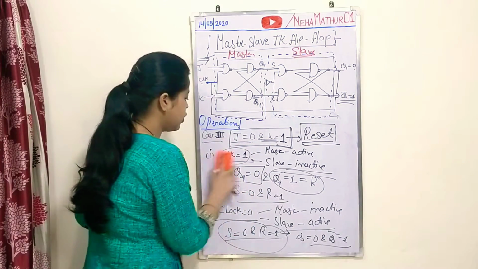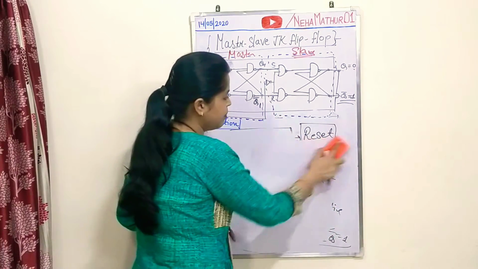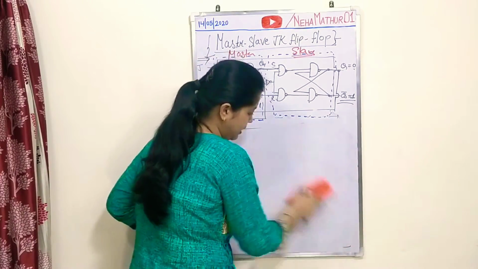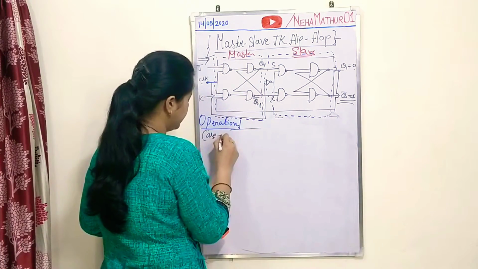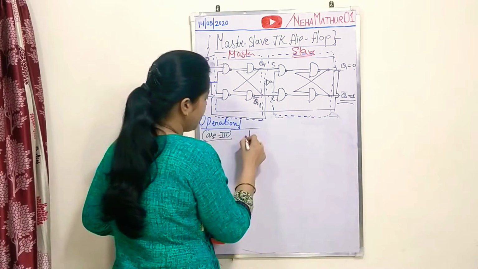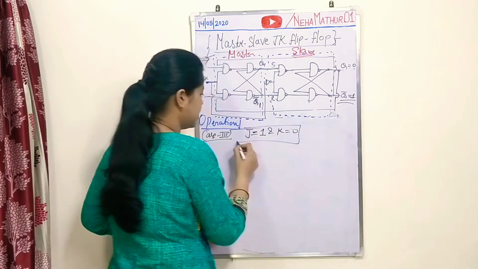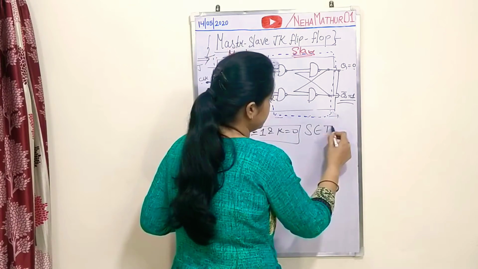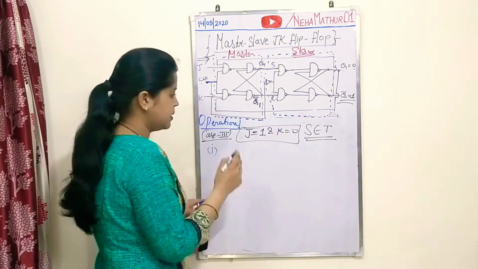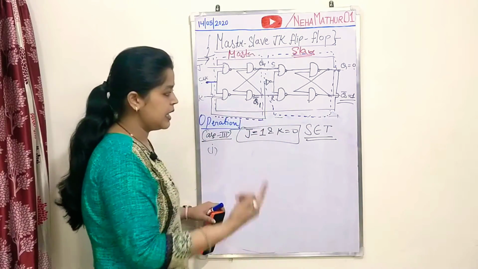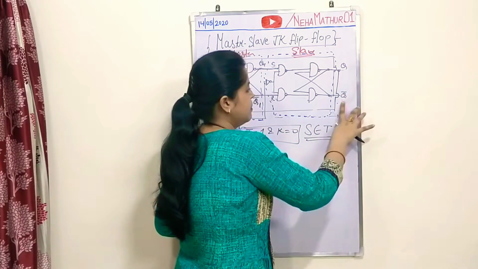Now the third combination of JK inputs, the third case, in which J is equal to 1 and K is equal to 0. That means set state. So again with two steps, when J is equal to 1 and K is equal to 0, what will be the output? Let me check.